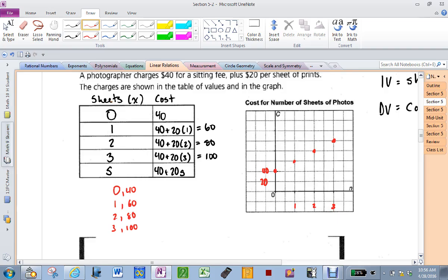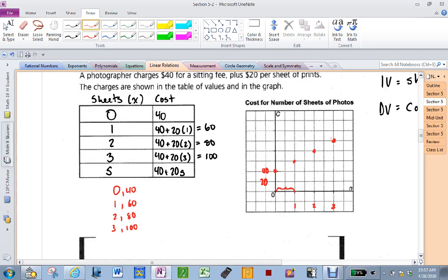The X's are my inputs, yes? Yeah. Okay. How much does this guy charge me for half a sheet? 40. Can't get half a sheet. He only sells in full sheets. So is there an output for anywhere in here? No. So can I have a line there? No, because there's no output. So this is not a connected dot.